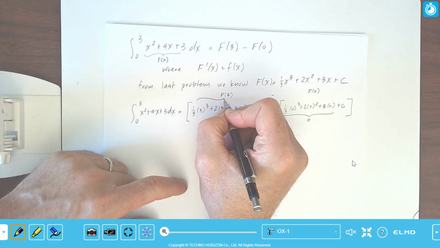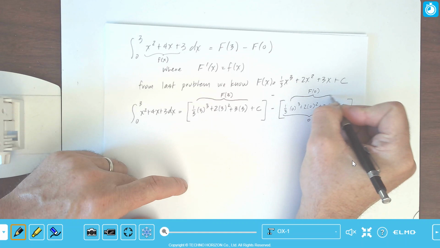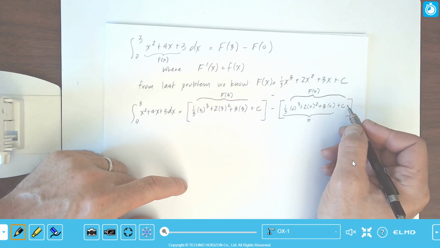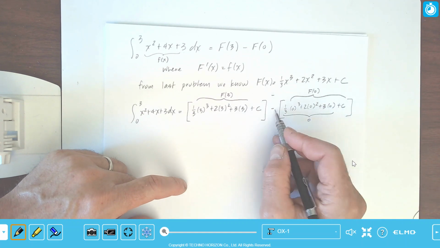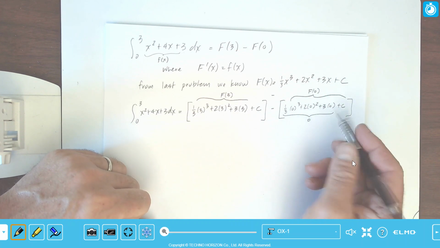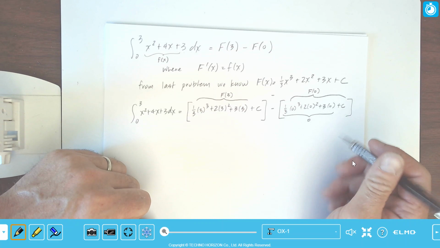So this whole thing is 0 plus constant. This has a minus, plus constant, but a minus in between. So that means constant minus constant is 0. And indeed, you'll see that happen every time. The constant will go away under integration.